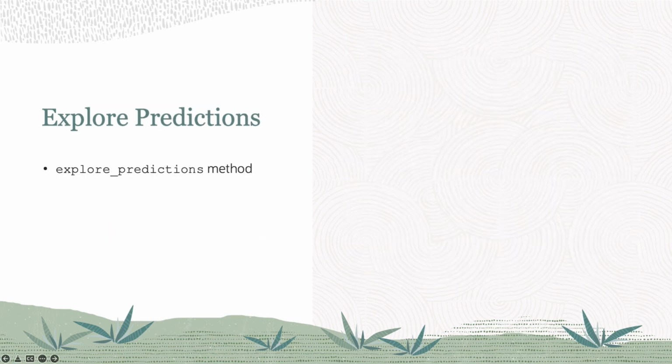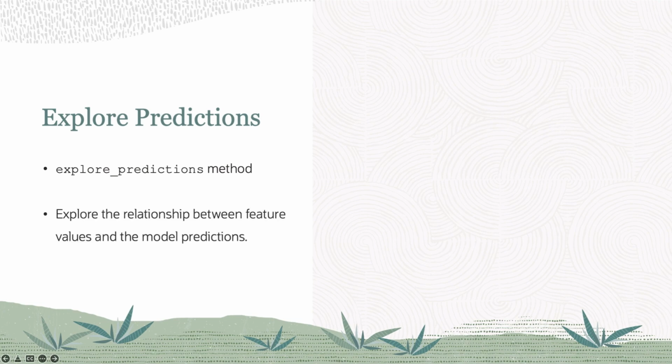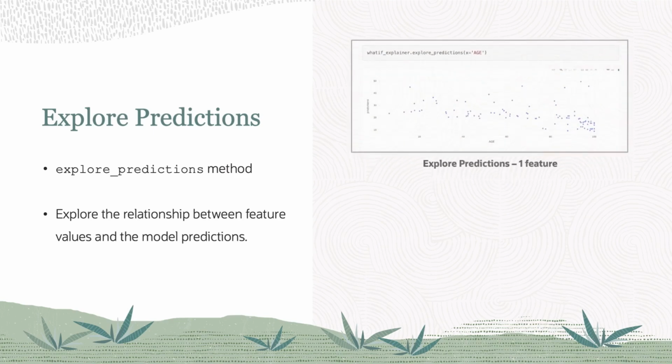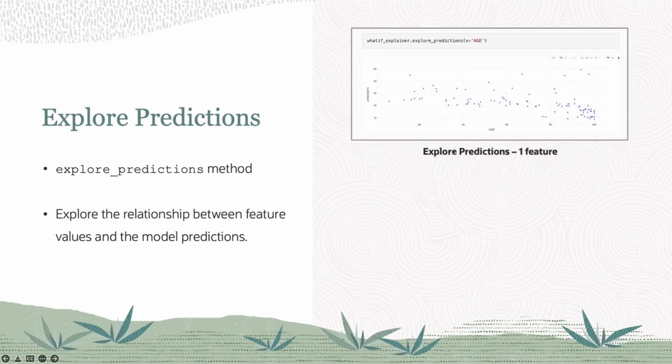The explore predictions method allows the exploration of model predictions across either the marginal distribution in case of one feature, or the joint distribution in case of two features. So explore predictions in case of one feature: when only one feature is passed in as X, in this case you can see age, the chart shows the relationship between the feature X, the age, and the target Y, which is the prediction.